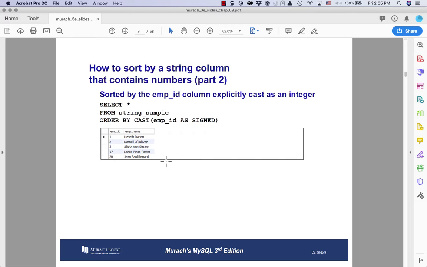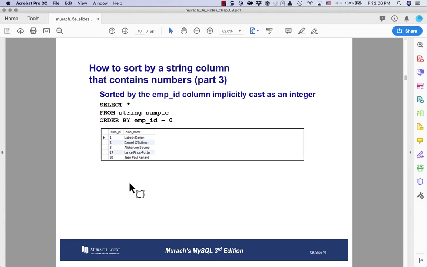Now, here's an easy way to do it using a function we've already learned. We just say order by, and we're going to cast emp ID as signed. So signed is just a regular old int. And this gets turned into an int and sorted in the right order. Perfect. Very straightforward, well documented. I like that version.